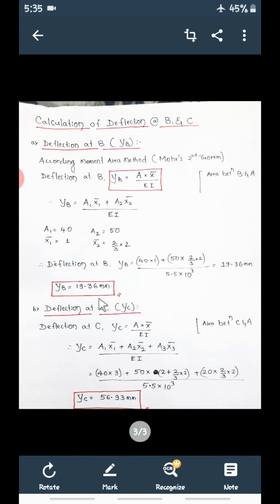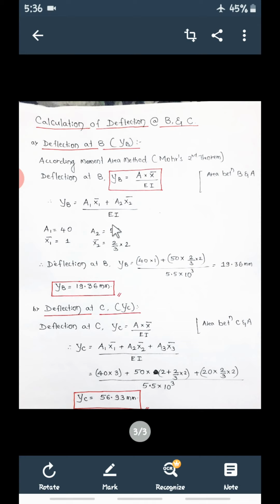Now see. A1 we have already calculated in the previous case. A1 is 40. Then what is x1 bar? That is the rectangle's half, 1 meter. Then A2 we have already calculated, 50 area. Then x2 bar is 2/3 of the base, that is 2/3 of 2 from B.